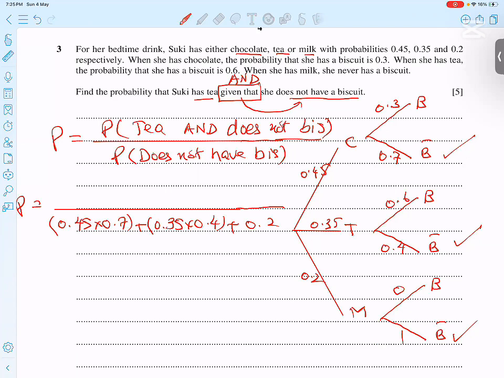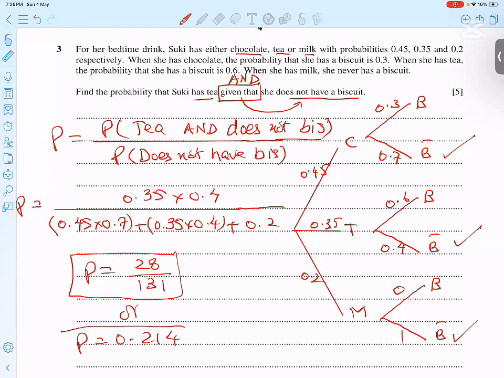But in the numerator, I will take that branch in which it is tea and does not have a biscuit. So tea and no biscuit, this branch: 0.35 into 0.4. Now I type in the calculator 0.35 into 0.4 over 0.45 into 0.7, plus 0.35 into 0.4, plus 0.2. The answer turns out to be 28 over 131, or in decimals, 0.214.